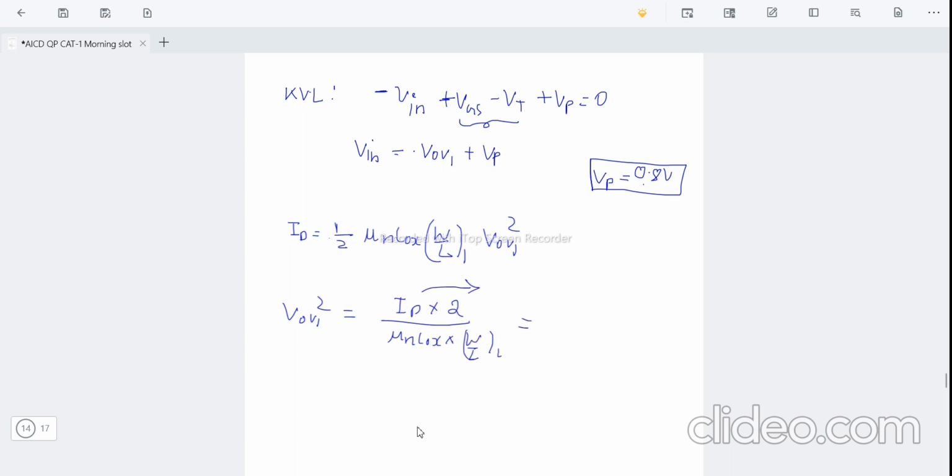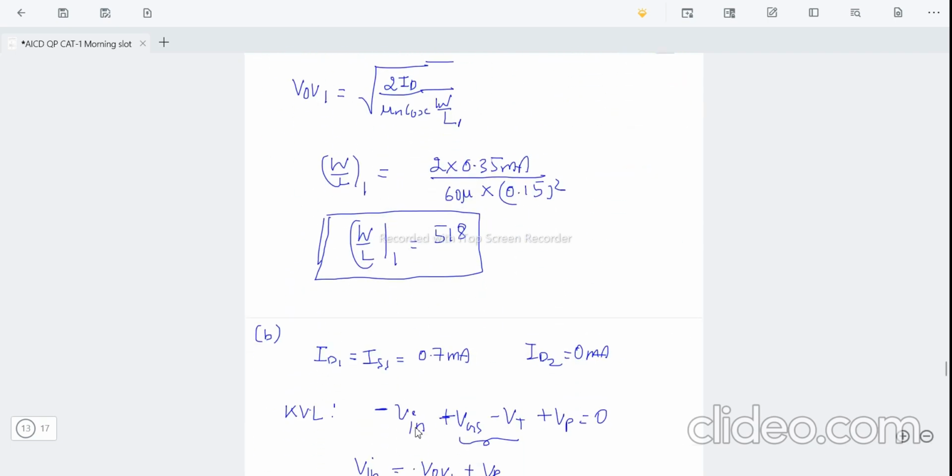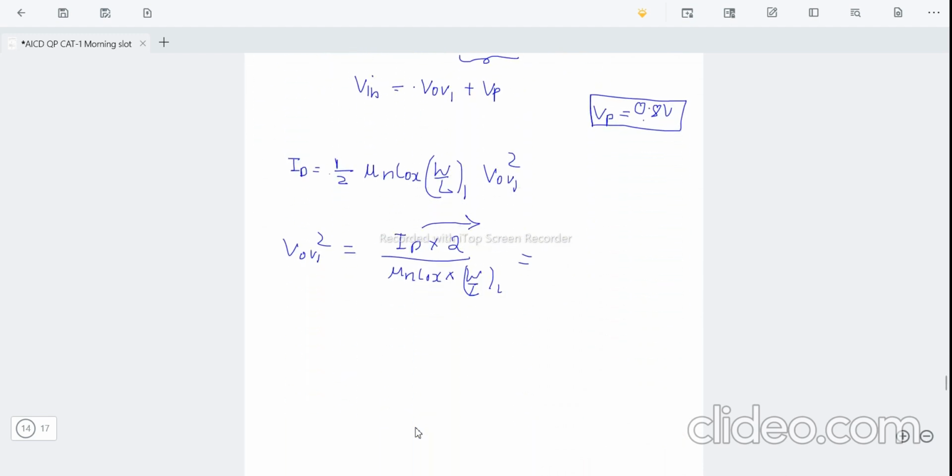ID is the current which is flowing to the M1. Since I told you the entire current ID1 will be flowing through this M1 itself, the ID value would be 0.7 milliamperes, and mu n Cox is 60 micro. W by L is the aspect ratio we just obtained in sub question A. So after solving this, we get VOV1 as 0.21 volts.